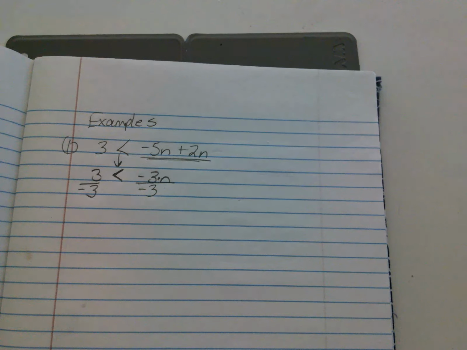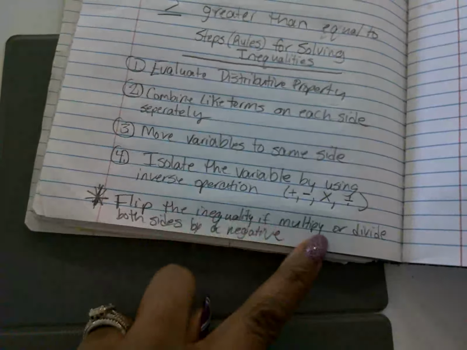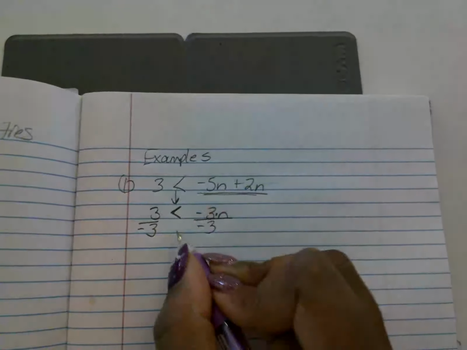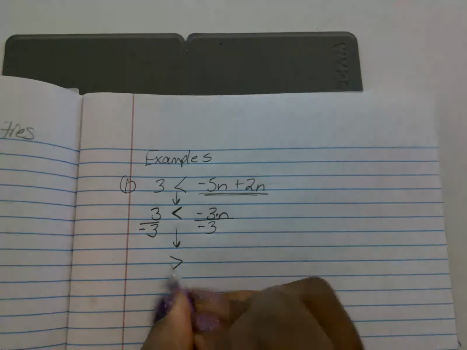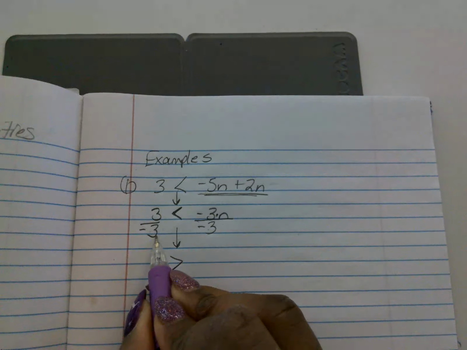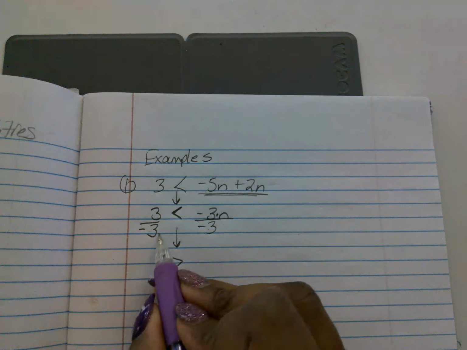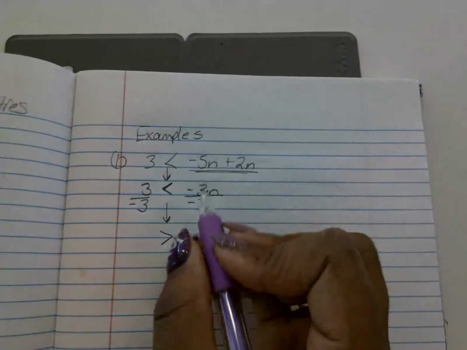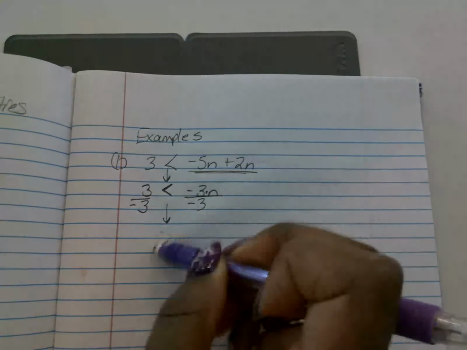Because we divide by a negative number, you're going to flip the inequality when you multiply or divide both sides by a negative. So now, instead of this being less than, we're going to flip it to greater than because we divide by a negative number. What is 3 divided by negative 3?